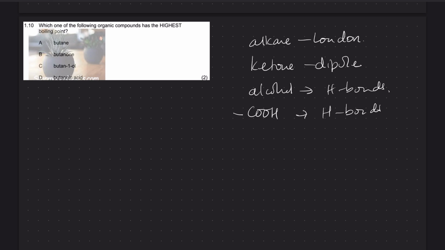So the option is between the alcohol and the carboxylic acid. And I mentioned in the previous video that carboxylic acids have 2 hydrogen bonds, whereas alcohols only have 1. So butanoic acid will have a higher boiling point.